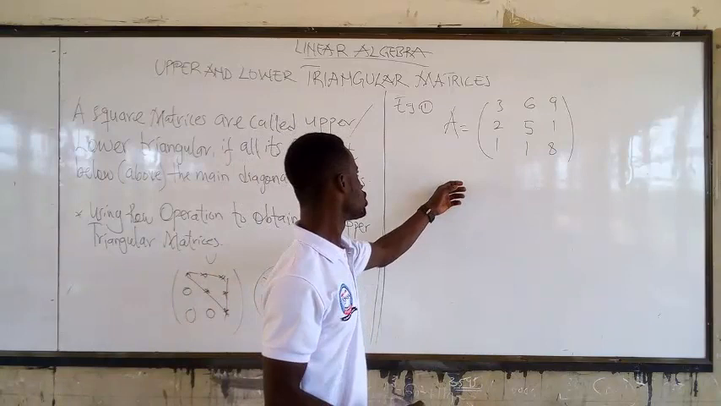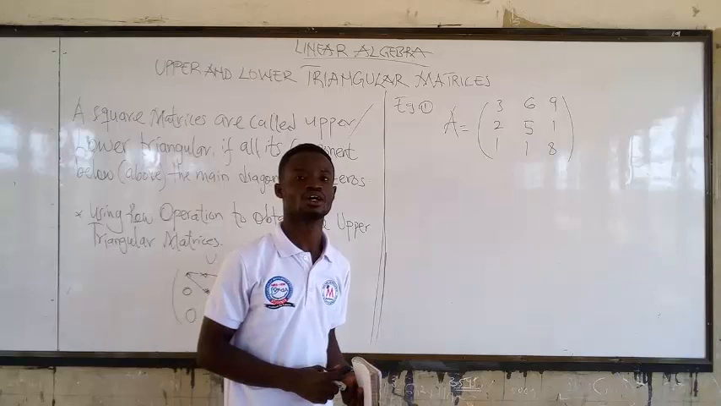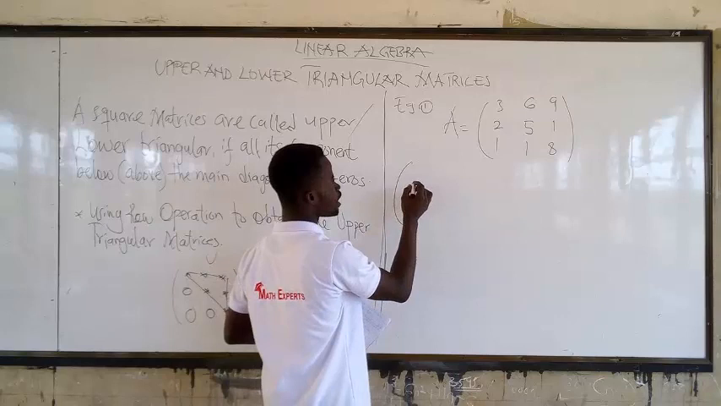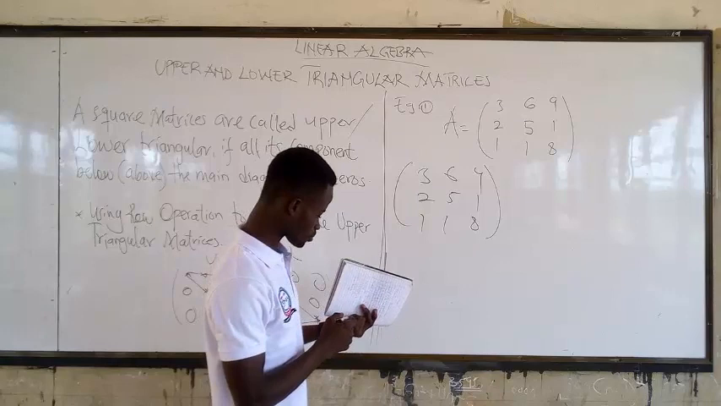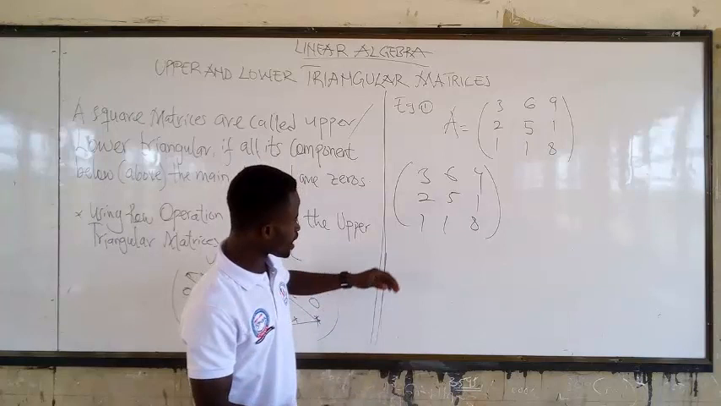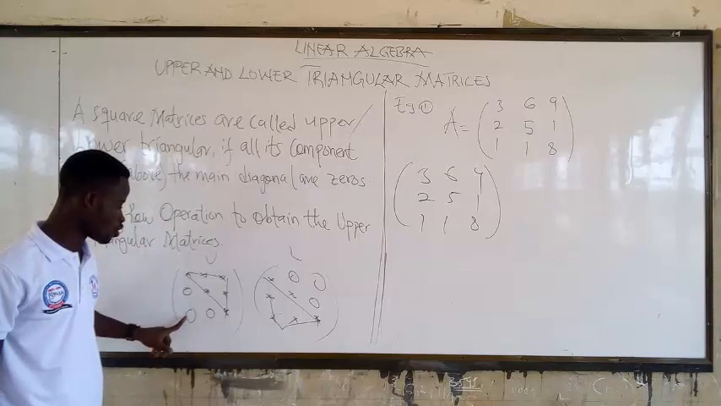We want to achieve the lower triangular matrix and the upper triangular matrix in this question. As we said, we are using row operations. So let's go: 3, 6, 9, 2, 5, 1, 1, 1, 8. Now, the idea is that we want to achieve the upper triangular matrix first. So we want to make this 0, and this 0, and here to be 0. Not that we want to make it 1, 1, 1.